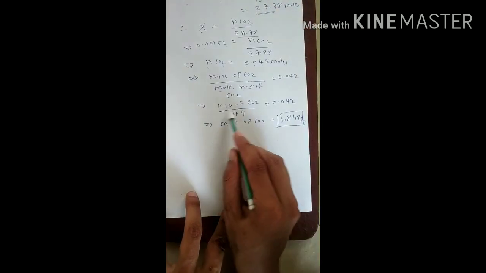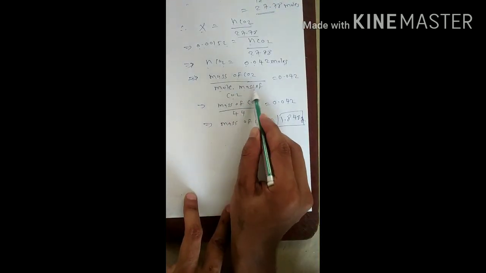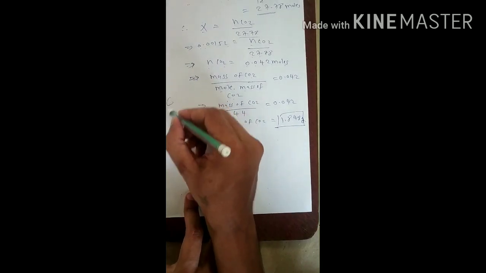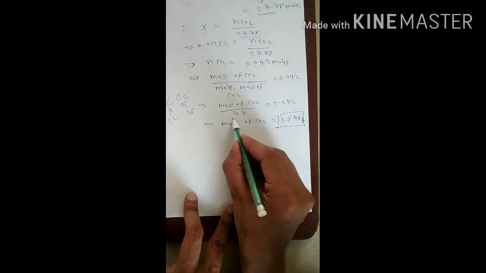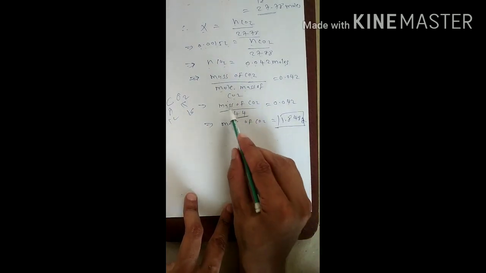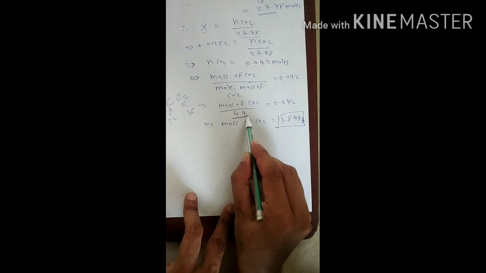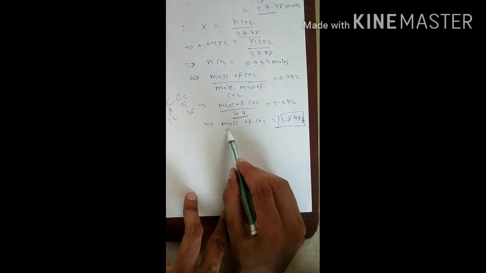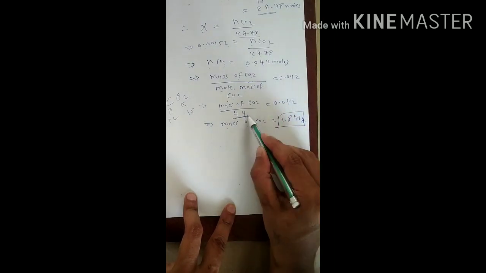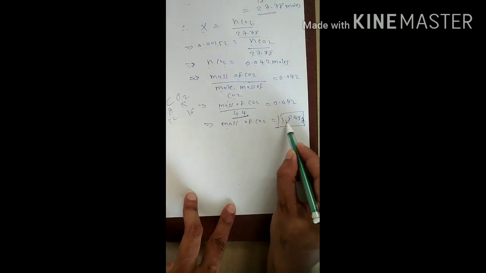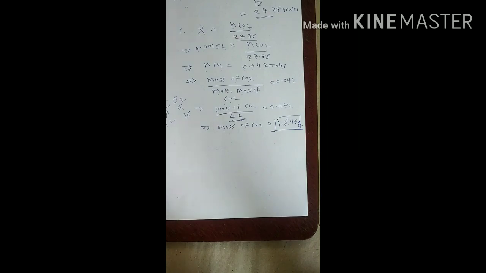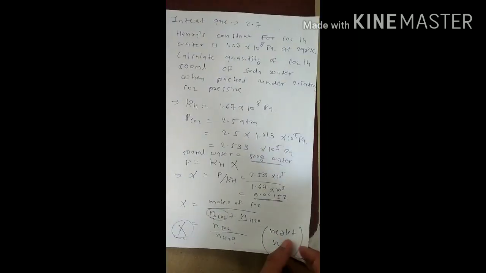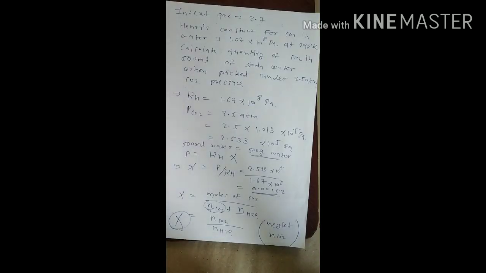Now mass of carbon dioxide, that we don't know, but molecular mass of carbon dioxide, that we know. Carbon, that is 12, oxygen, that is 16, you will get 44. So mass of carbon dioxide divided by 44 is equal to 0.042. Mass of carbon dioxide, that you will get by multiplying these two: 1.848 grams. Okay, so this is example number 2.7 from your in-text question. Okay, that's it for today.